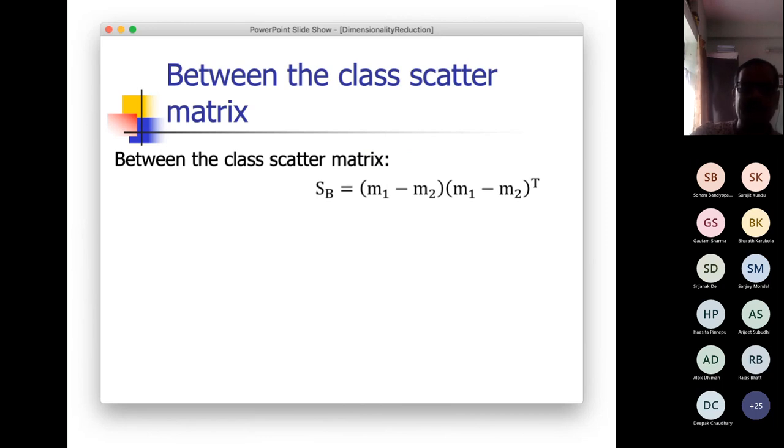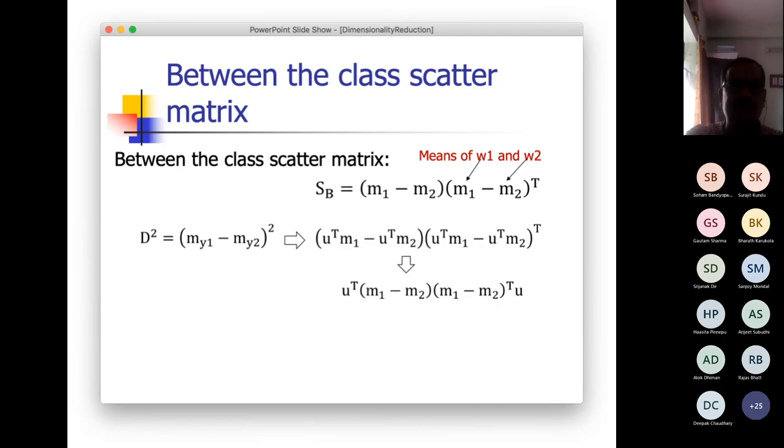Another quantity is the between class scatter matrix, which is basically M1 minus M2 into M1 minus M2 transpose. So it's a column vector representation, where M1 and M2 are the means of W1 and W2. From there you can show that this is the between class scatter matrix. For the between class scatter matrix, you are using simply the difference of means, and here it is a column vector representation.